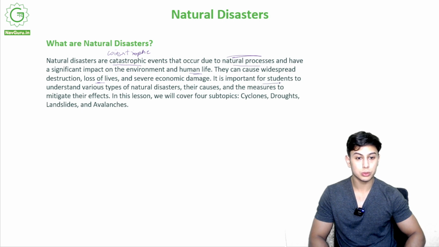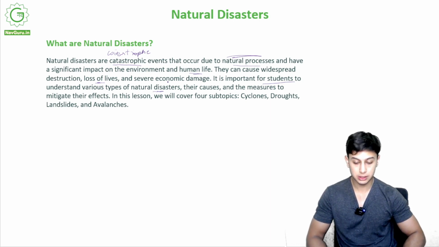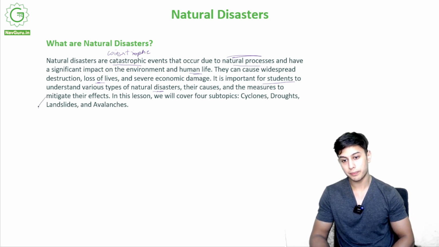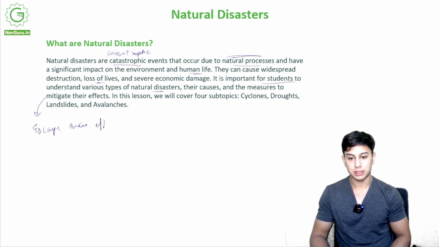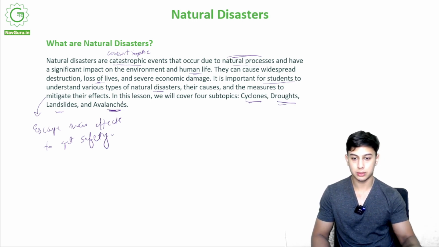It is important for students to understand various types of natural disasters. For you it is very important to understand the various types of natural disasters, how they are caused, and the measures to mitigate their effects. So mitigate means to escape their effects, to get safety, right? In this lesson, we will cover 4 topics: cyclones, droughts, landslides, and avalanches. We will cover these 4 major natural disasters. Okay, so let's start.